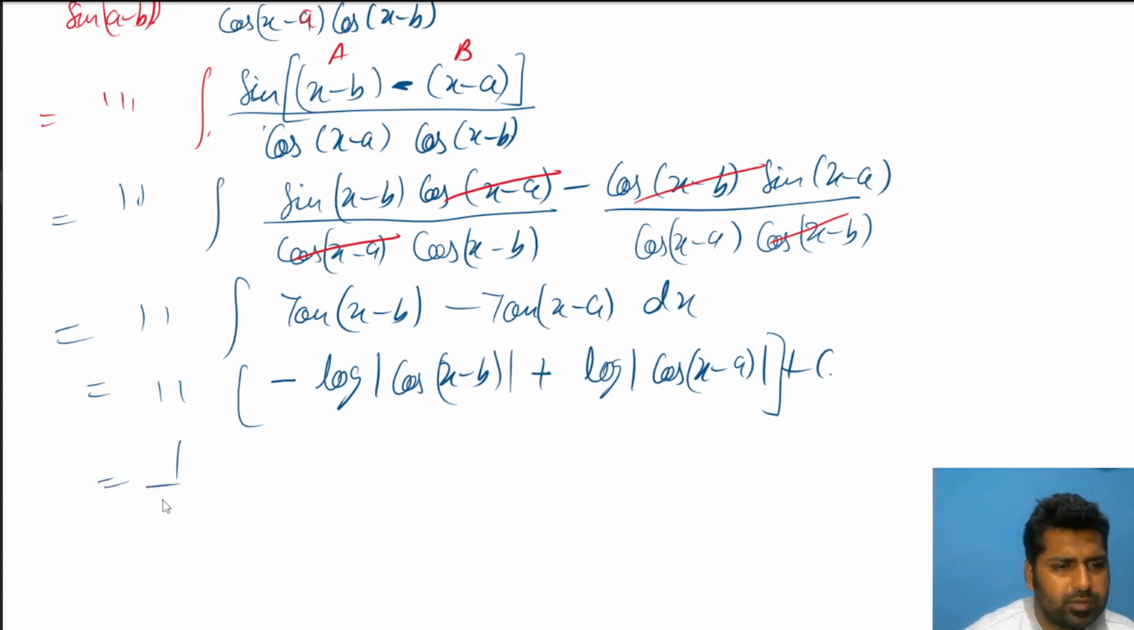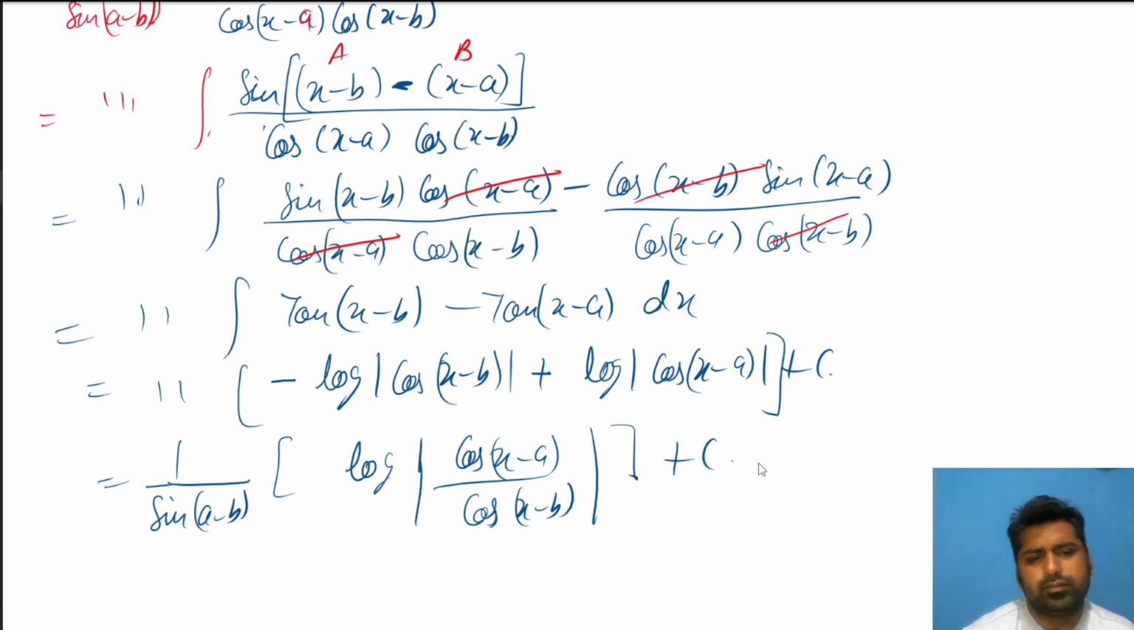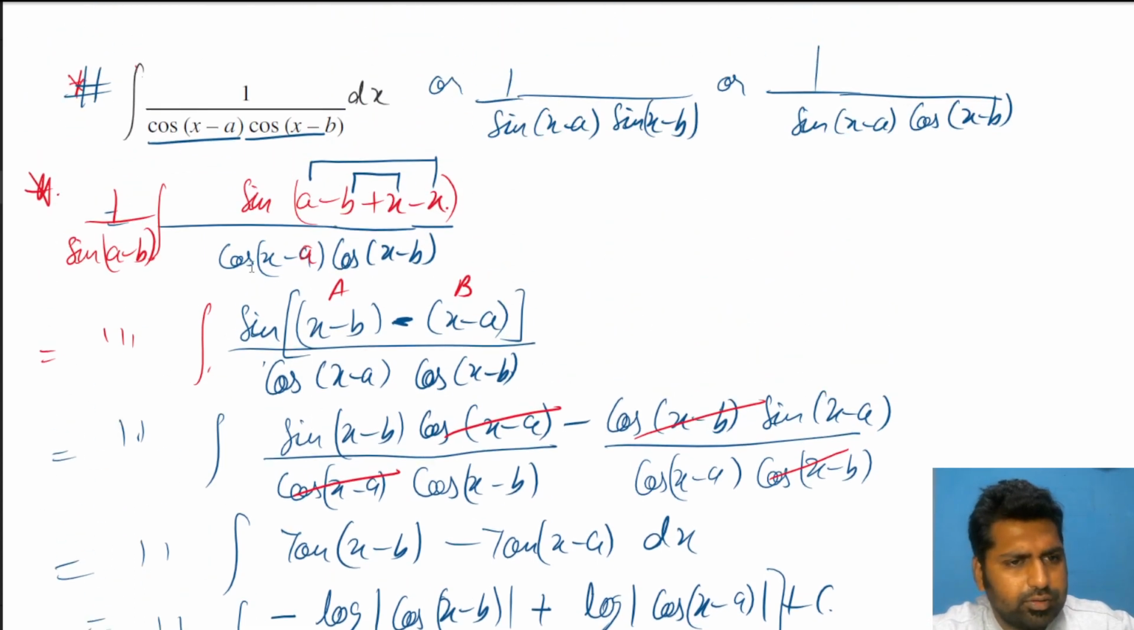Okay. So basically your final answer is 1 upon sine(a minus b) times, this is log a minus log b, so you can combine this into a single log mod cos(x minus a) upon cos(x minus b), plus c. Okay, so yes, very weird kind of adjustment, but that's it.